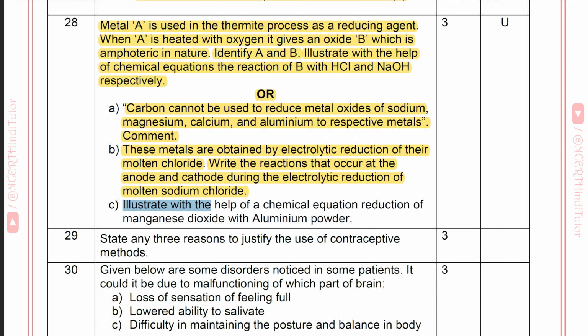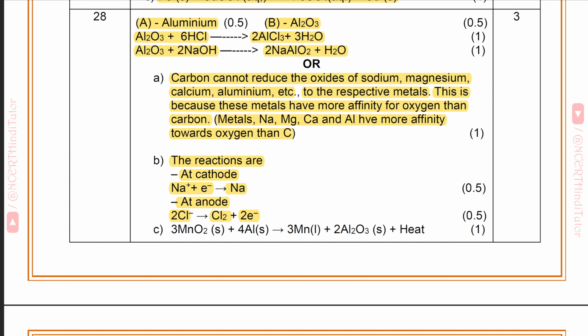C. Illustrate with the help of a chemical equation reduction of manganese dioxide with aluminium powder. Answer. 3MnO2, that is solid, plus 4Al, that is solid aluminium, gives 3Mn, manganese, plus 2Al2O3 solid plus heat.